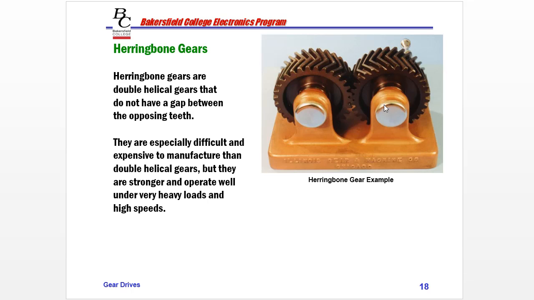Herringbone gears are another type of double helical, but they don't have a gap in the manufacturing. They are one solid piece. And I actually have an example of a herringbone gear on a shaft that I'll show you during lab this week. These are especially difficult and expensive to manufacture compared to the double helical gears, but they're stronger and operate well under very high loads and high speeds. So the gear I'm showing you actually came from a large water pump. And I'll show you that during lab class.